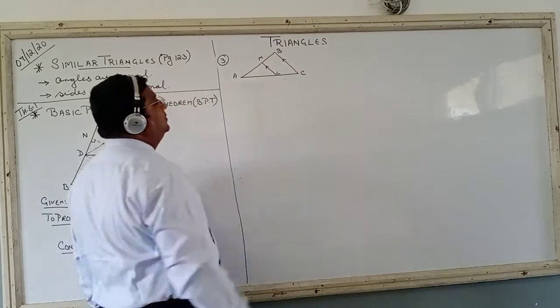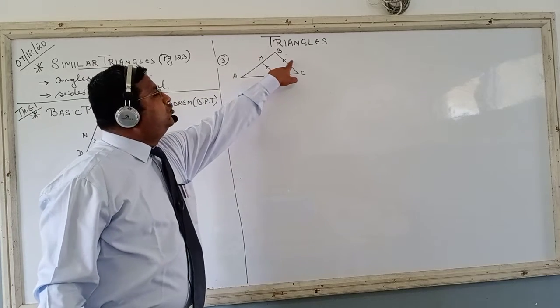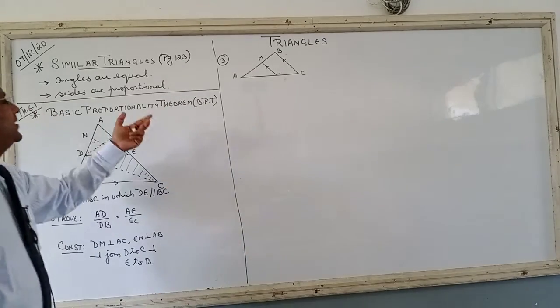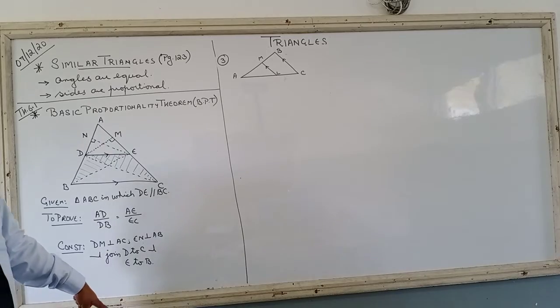I have marked it. So what can I see? Can you see that we have a triangle with a line parallel to one side? If a line is parallel to one side, which theorem is applicable? BPT is applicable. The other two sides are going to be divided in the same ratio.